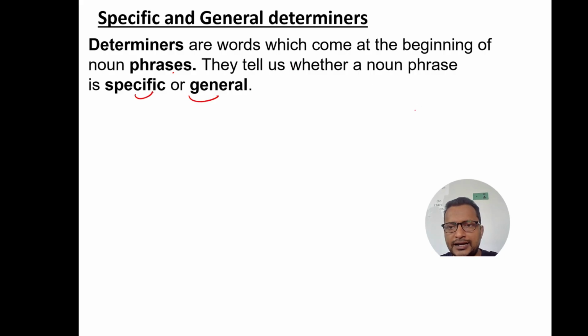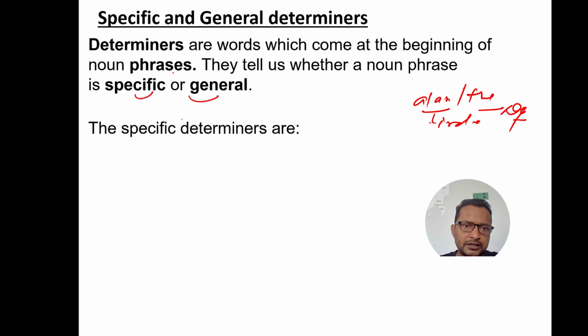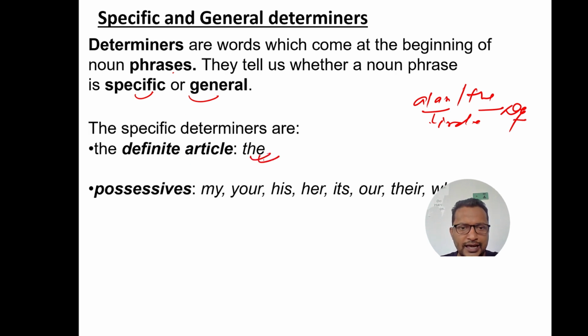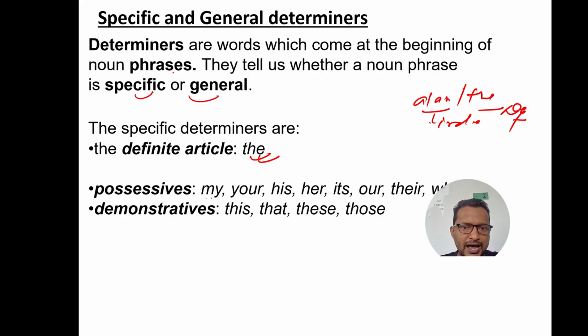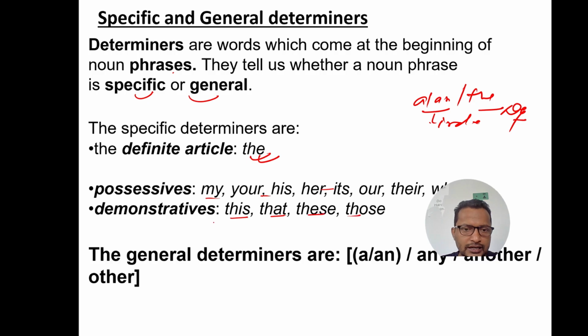Remember our articles, right? A, an, and the. So there are three articles. A and an are indefinite articles. The is the definite article. Similarly, here, the specific determiners are the, and then possessive: my, your, his, her, something like that, right? Demonstrative is this, that, these, those. And then the general determiners are a or an. The important thing here is, if you are using the definite article the, then that is a specific determiner. And if you are not using the, then the others are general determiners.